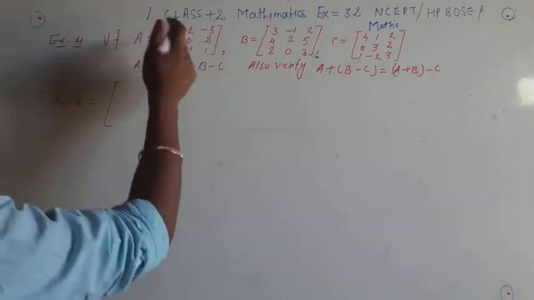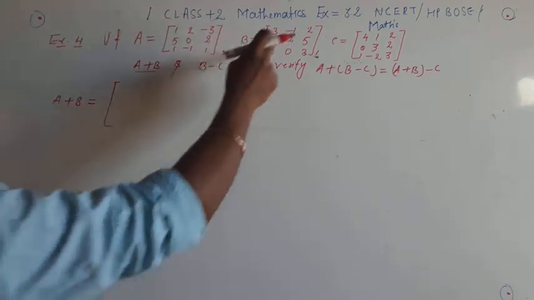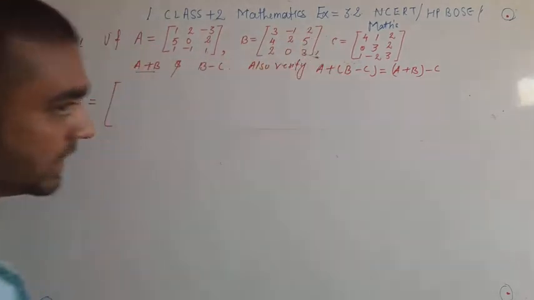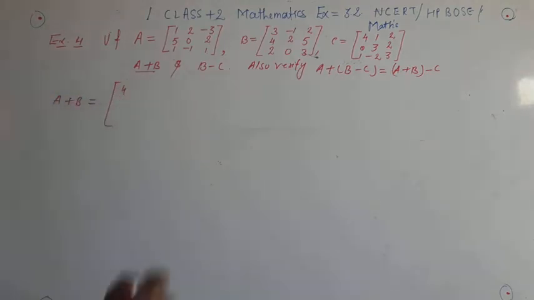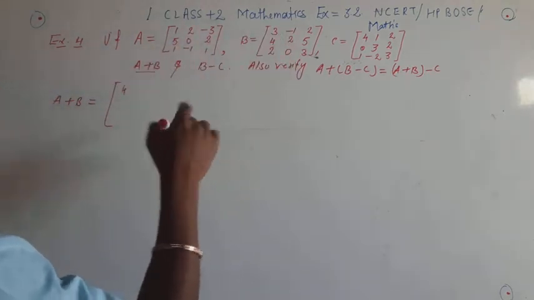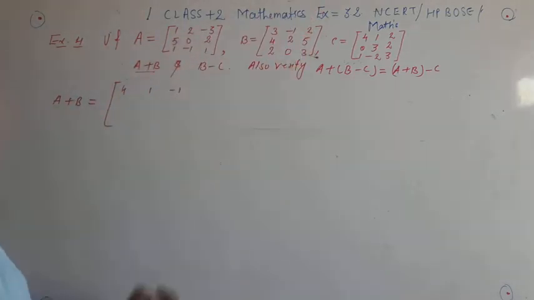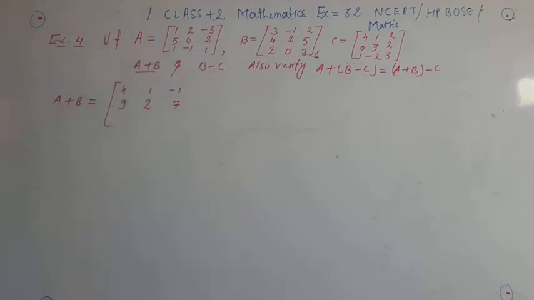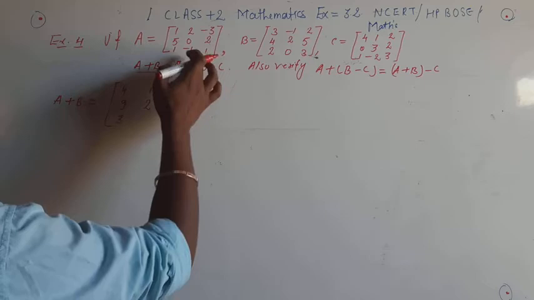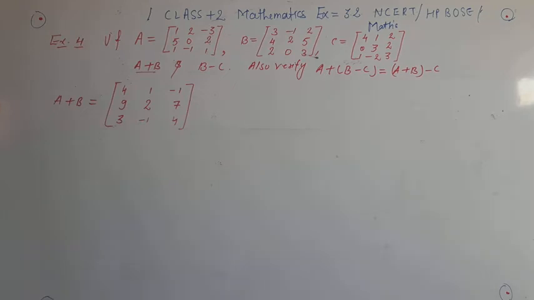A plus B means the corresponding elements of matrix A, that is 1 2 -3 5 0 2 1 -1 and 1, and of B, 3 -1 2 4 2 5 2 0 and 3. The corresponding elements are 1 plus 3 is 4, 2 plus -1 is 1, -3 plus 2 is -1, 5 plus 4 is 9, 0 plus 2 is 2, 2 plus 5 is 7, 1 plus 2 is 3, -1 plus 0 is -1 and 1 plus 3 is 4. Now this is a simple trick.